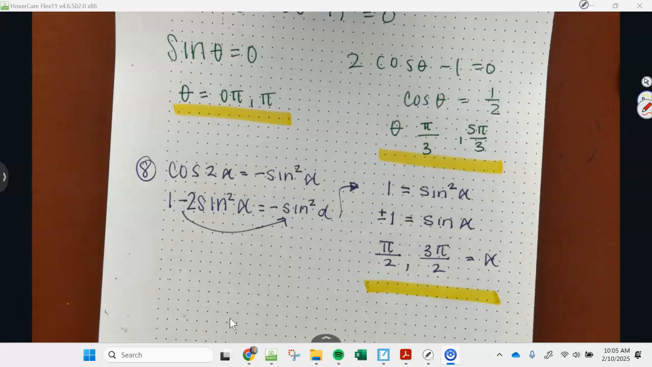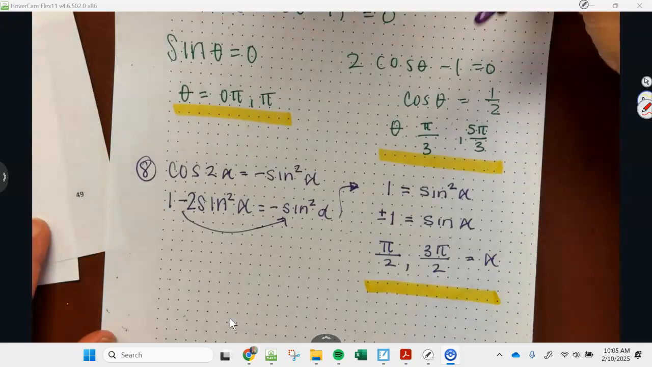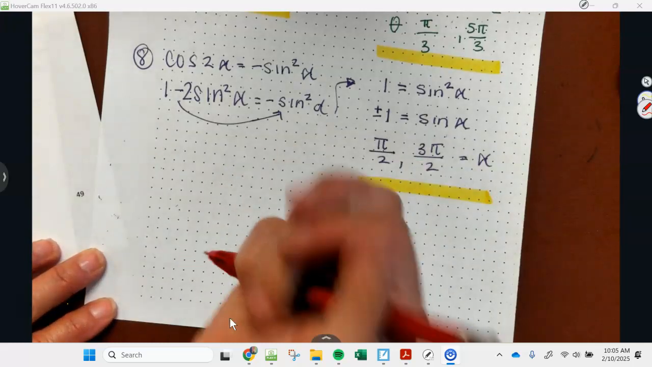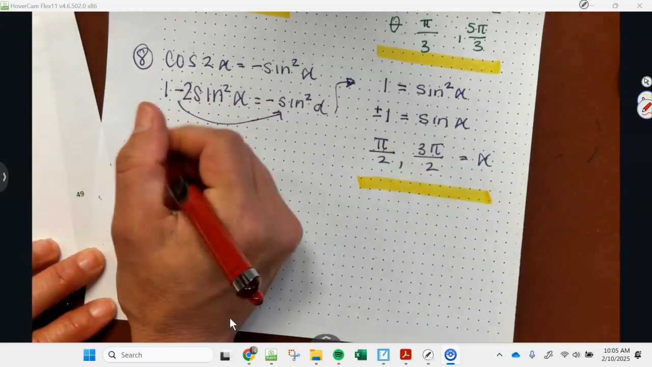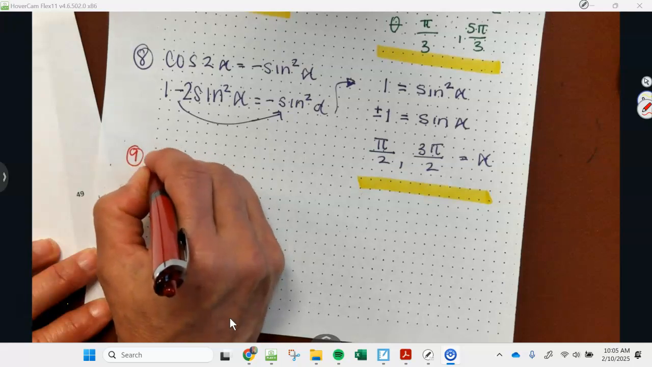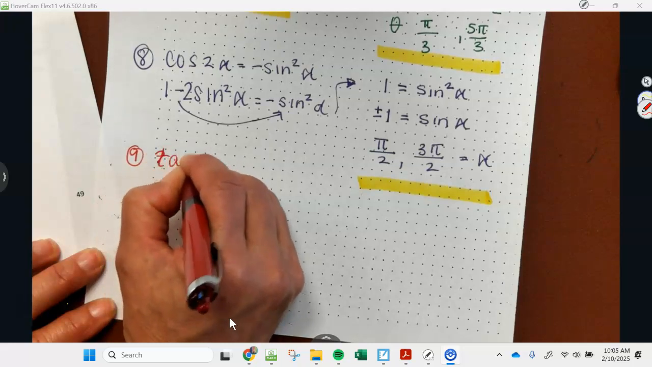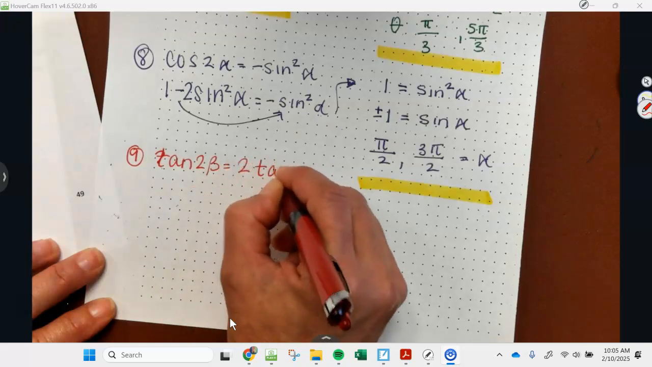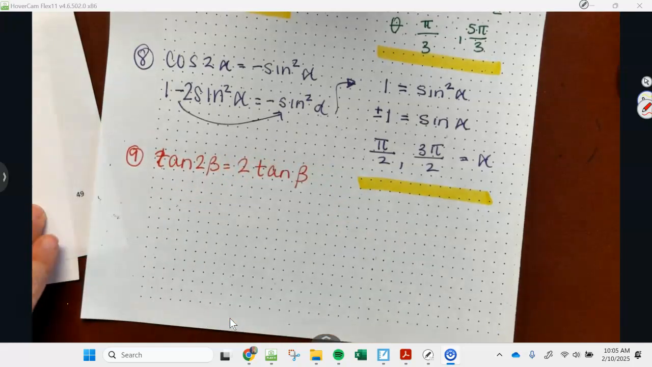I'm going to keep going then. I'm going to do problem 9. Let's do a tangent problem. Let's look at problem 9. So for problem 9, it says tan double beta equals 2 tan beta.